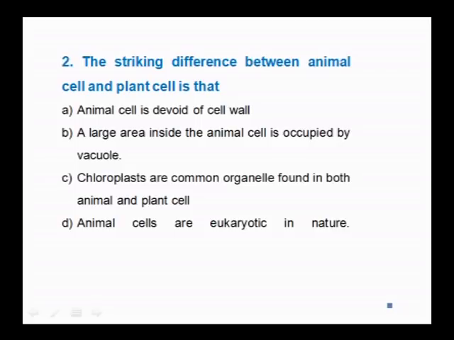Option C says that chloroplast is present both in animal and plant cell. So it is very clear chloroplasts are found only in plant cell. Option D says only animal cells are eukaryotic. Actually, all the organisms belonging to four kingdoms except Monera are eukaryotic. So Protista, Mycota, Animalia, and Plantae, all these four kingdoms include eukaryotic cells. So answer for second question is A.